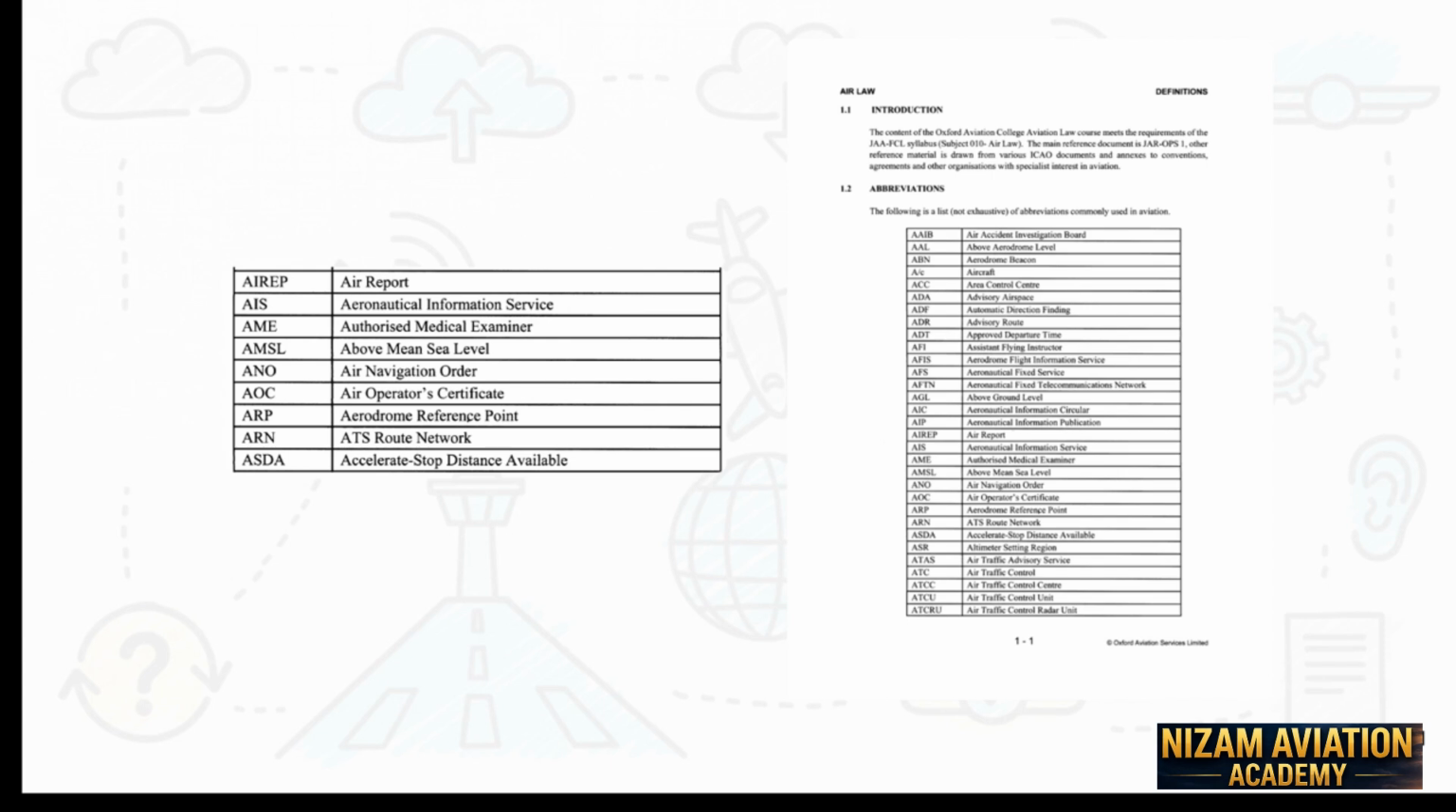Changing just a single letter completely alters the legal meaning. For example, look at AIS versus AIC. One is a service, the other is a circular. Or take AAL versus AGL. If a pilot mixes those up, they're suddenly operating on completely different assumptions about the reality right outside their window. Let's explore exactly what that means in practice.